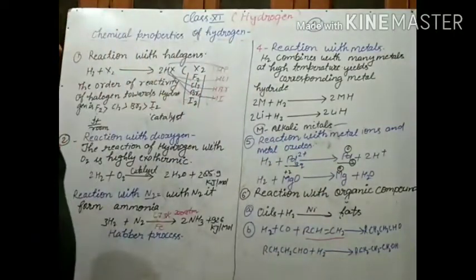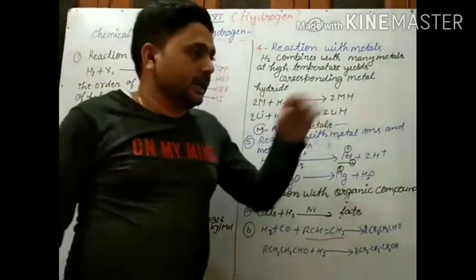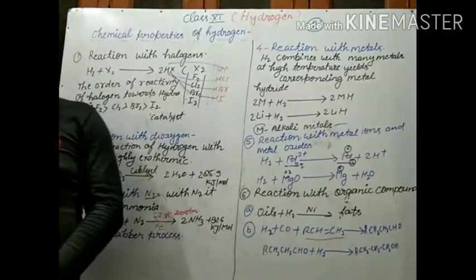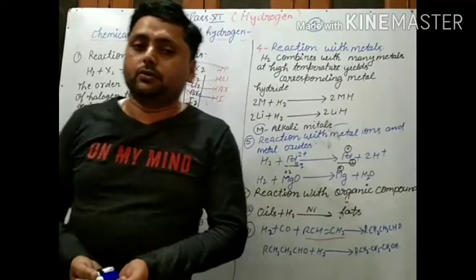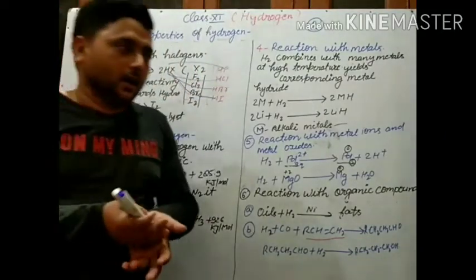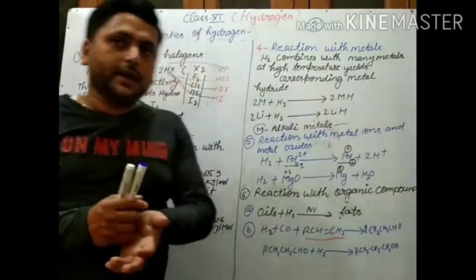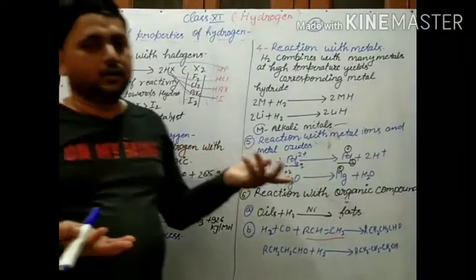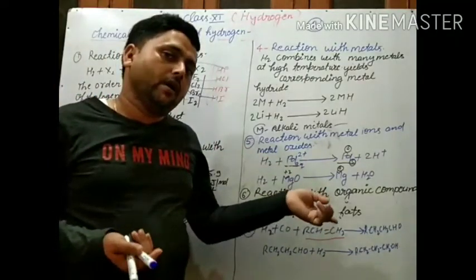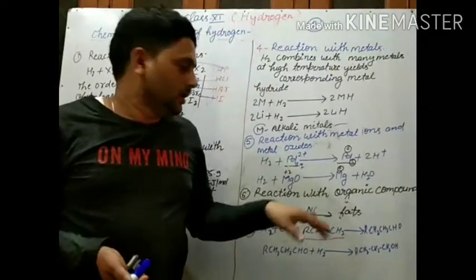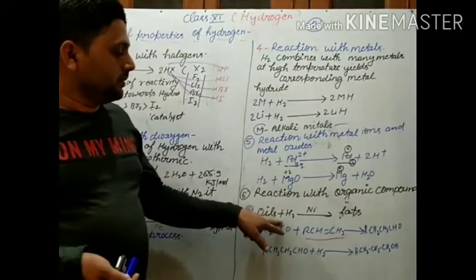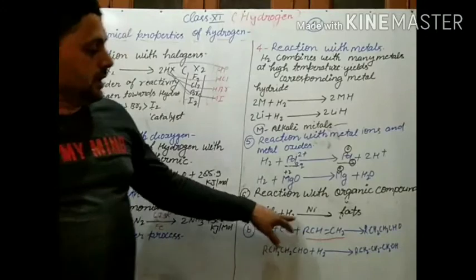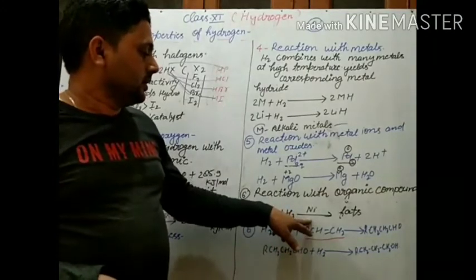Next is reaction with organic compounds. Hydrogen is very useful. It reacts with many organic compounds also, like oils, as you know. It reacts with oils in presence of nickel catalyst and forms fat. Here oils react with H2 in presence of nickel catalyst to yield fat.